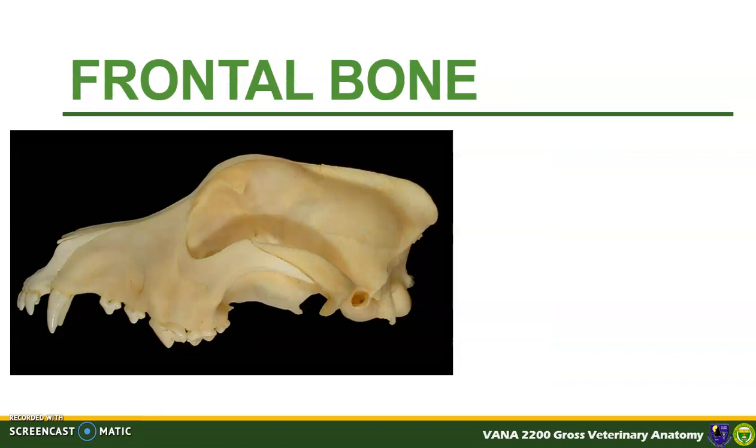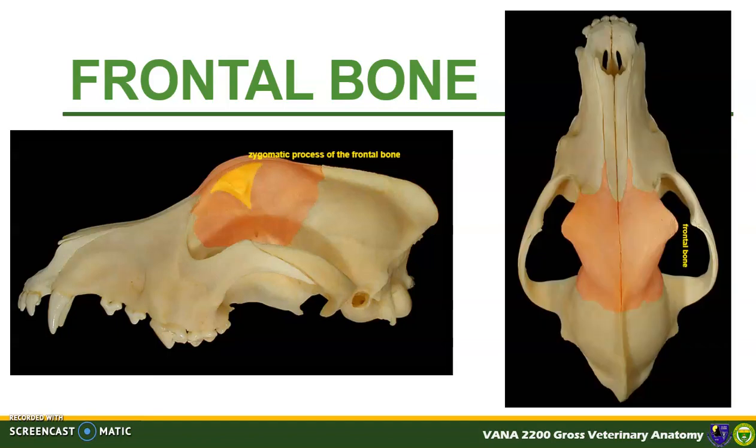Here is a lateral view of the skull. Frontal bone is a paired bone that forms the rostral part of the roof of the cranial cavity, as shown here. At the frontal bone, you can see a pointed structure that partly forms the orbit. This is called the zygomatic process of the frontal bone. Another view of the skull, this time a dorsal view showing the paired frontal bone.